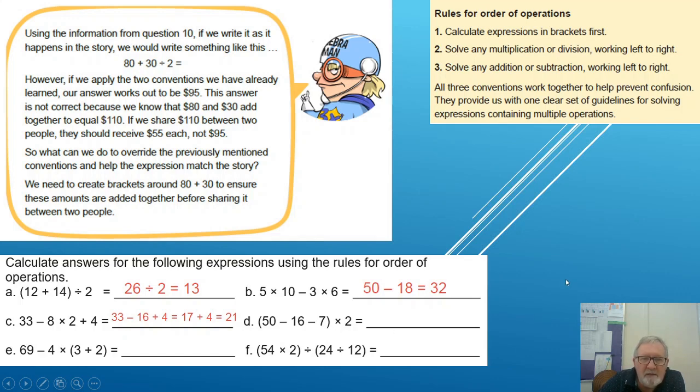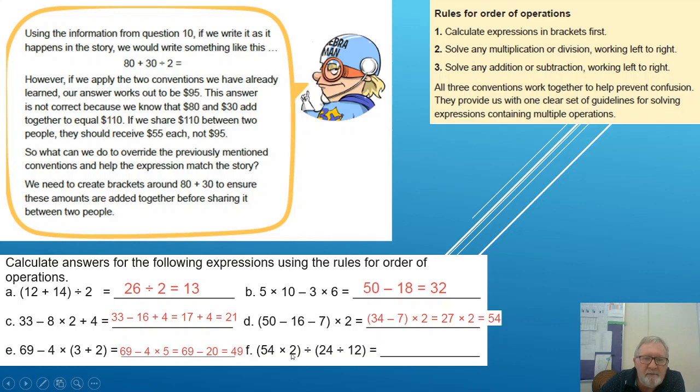So 50 take 16 take 7, or 50 take 16 is 34. 34 take 7 is 27. 2 27s, 54. Bracket. 3 and 2 is 5. 4 times 5 is 20, so 69. Take 20 is going to give us 49.